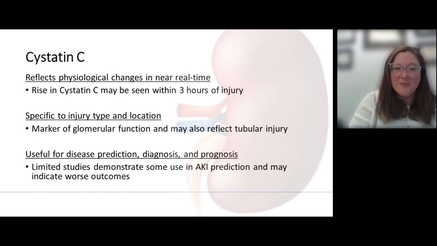Again, with these ideal biomarker traits, cystatin C is going to rise early following kidney injury. We can see that rise within about 3 hours of injury. It does tend to be not just a marker of glomerular filtration, how we primarily use it, but for AKI, it may also reflect tubular injury. And there are some studies, though not nearly as extensive as NGAL, using this for prediction, diagnosis, and prognosis of AKI. And it suggests that it may be used in AKI prediction and as well to predict prognosis.